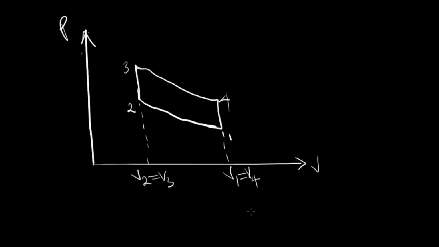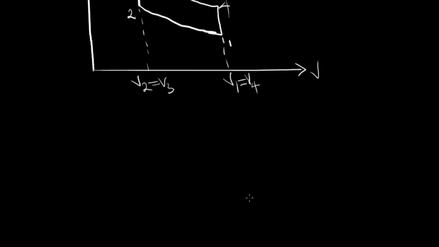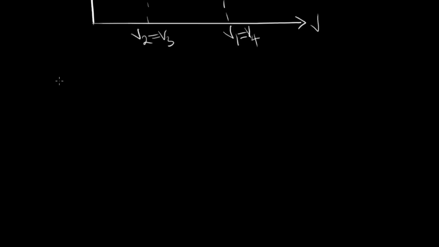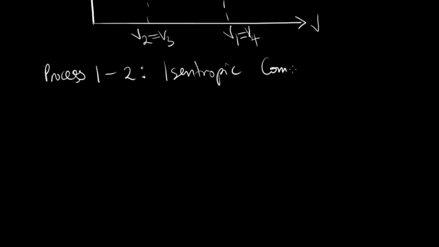Okay, now let's list out the processes involved. So as you can see from the diagram, we have that process 1 to 2 is isentropic compression, a reversible adiabatic compression. So it's an adiabatic process.